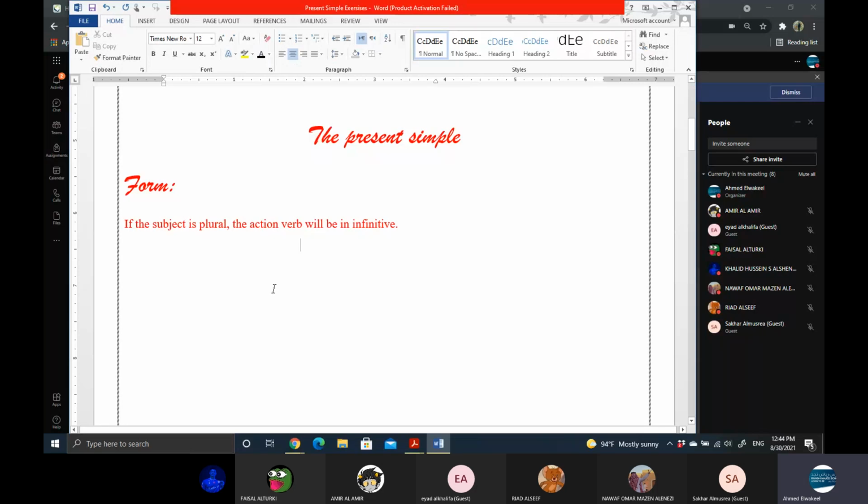Anyone can give me an example with a plural subject, like for example, they. Yes, Iyad? Teacher, just like if I say we. We. Okay. We what? Just like we played. We played. Continue the sentence, Iyad. We played basketball. For example, we played basketball. Okay. So here the verb is infinitive. Played.